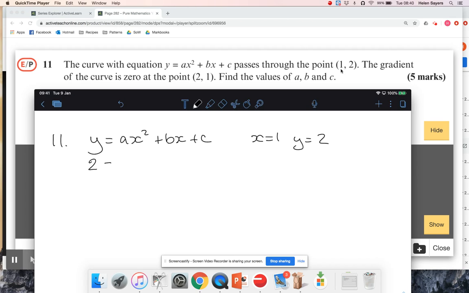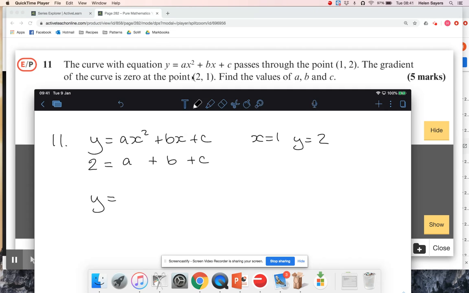So 2 is, if x is 1, 1 squared is 1, so that would just be a. b times 1 would just be b, and c. Okay, so that's one equation with 3 unknowns, so that's not going to be good enough. Then it also tells me that the gradient of the curve is 0 at x = 2. So hopefully that's going to be a bit more helpful.